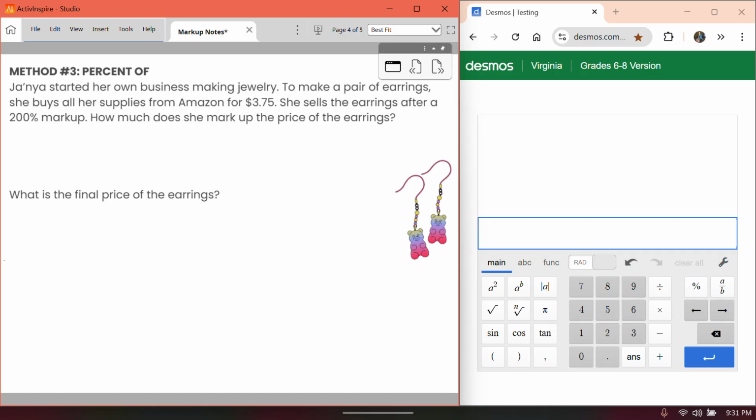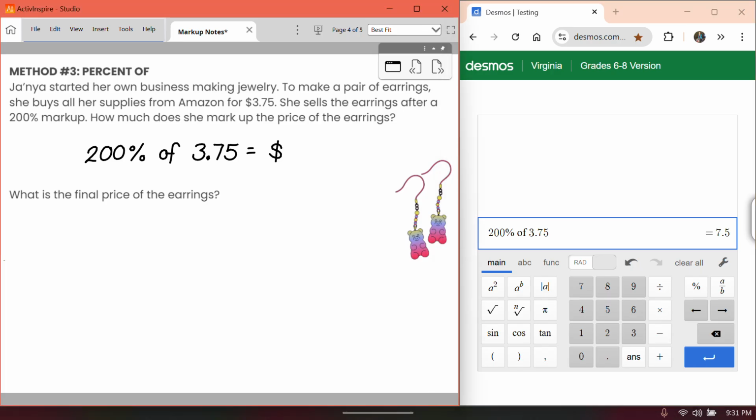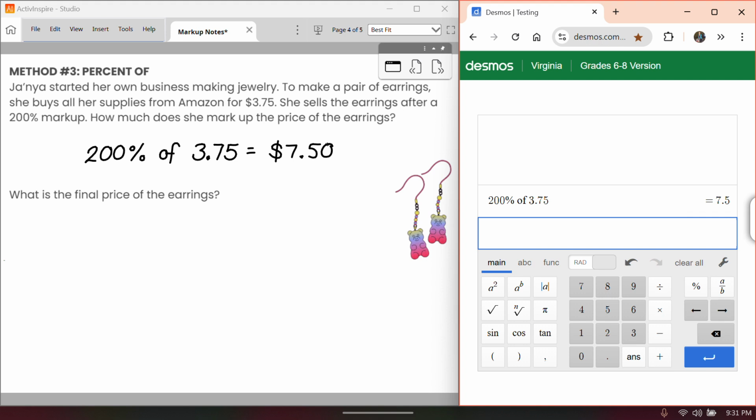All right, if I'm using the percent method, all I have to do is type this into Desmos. 200% of $3.75. And I should get my answer, which is $7.50. So how much does she mark up the price of the earring? $7.50. But that is not the price that the customer pays.